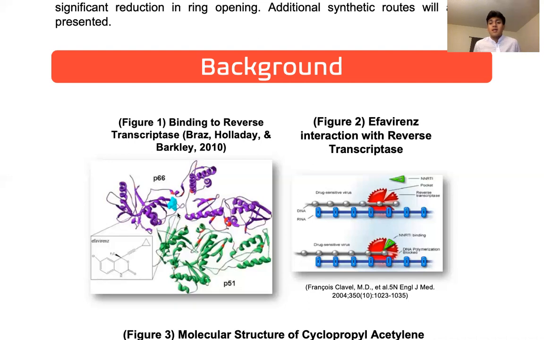And so we see how this drug-sensitive virus, through the introduction of efavirenz, gets that inhibition of DNA polymerization and thus viral replication. But this is how reverse transcriptase is involved in HIV, and how our drug efavirenz inhibits the function of the enzyme, and it's found to be crucial in its inhibition.